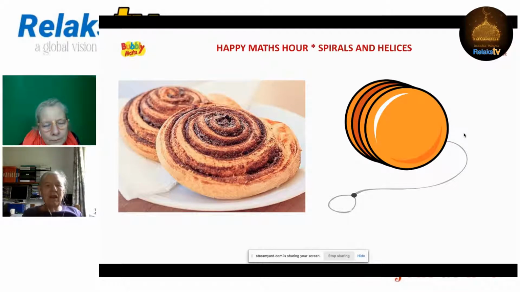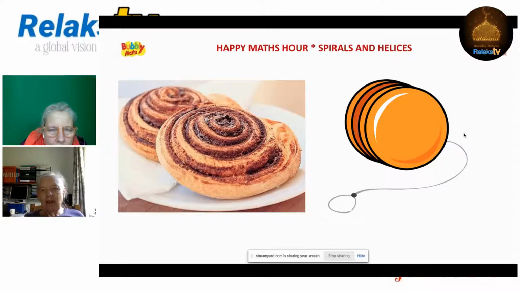Well, in case you're feeling hungry, or to make you feel hungry rather, here are some cinnamon buns. Don't they look delicious? Now, is that a spiral or a helix? Well, I think you could imagine them flat like the rope, couldn't you? Really, I don't know. I don't think we need to be too technical here, but anyway, there's another example for you.